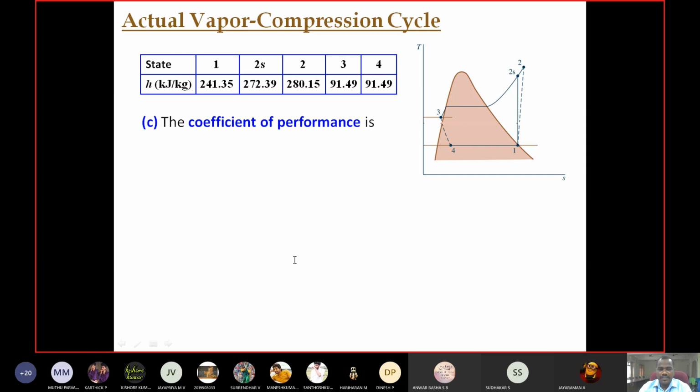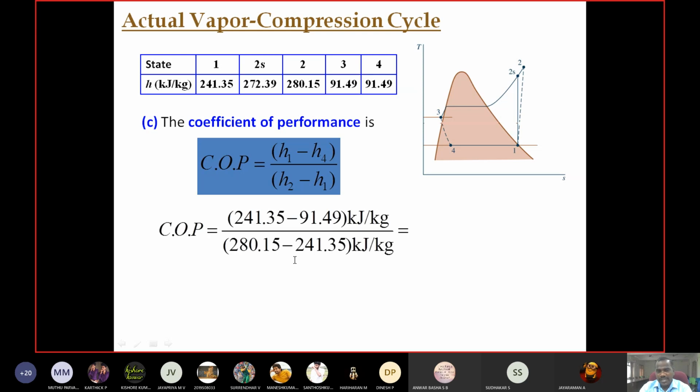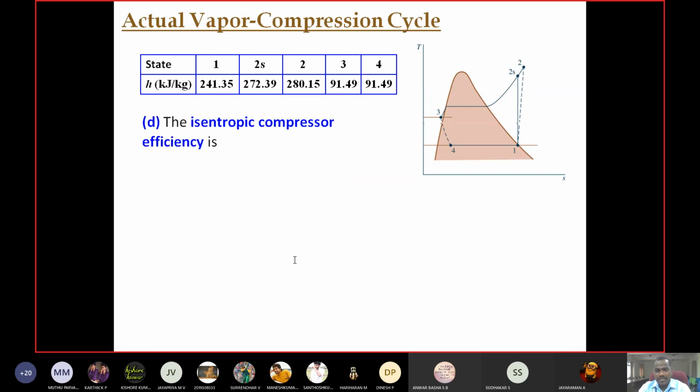Then third, we need to find the COP. We know the formula, that is H1 minus H4 divided by H2 minus H1. We know the values, so we can directly substitute to get the COP of refrigeration. That will be 0.86.